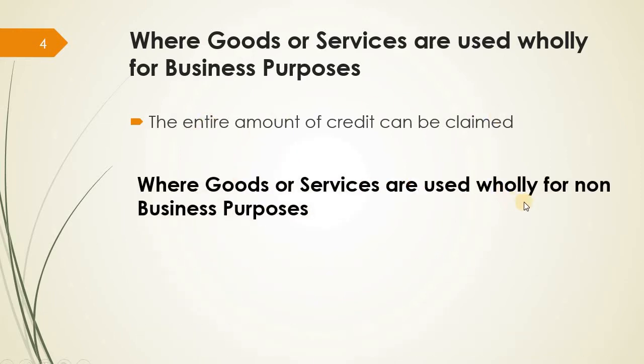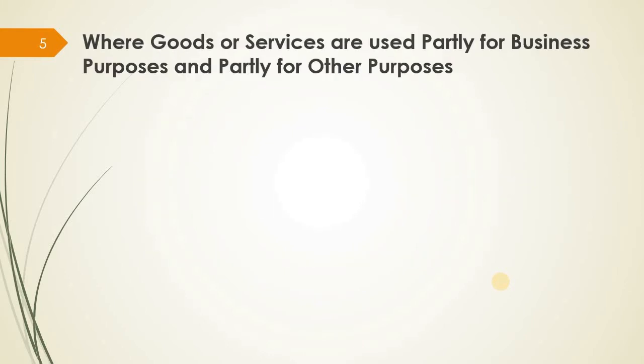Where goods or services are used wholly for non-business purpose, maybe personal or other purposes, no credit can be claimed. So you cannot apportion the transaction's amount or tax to ITC.